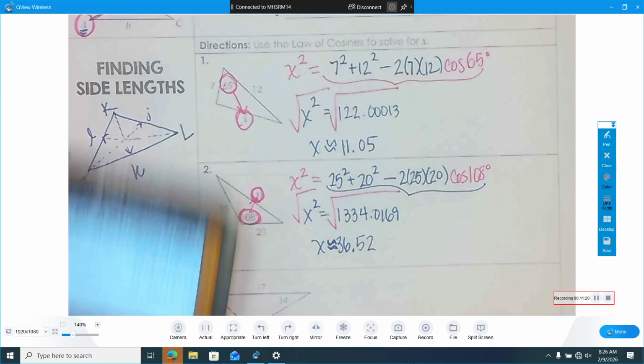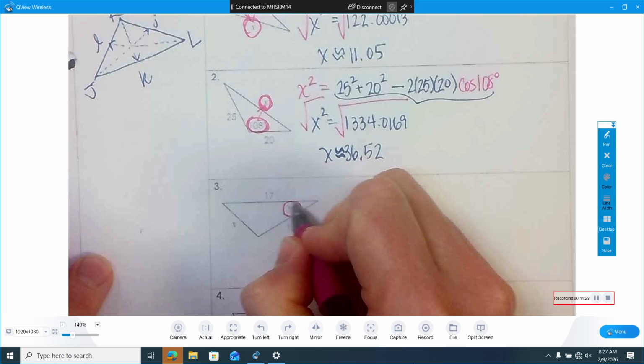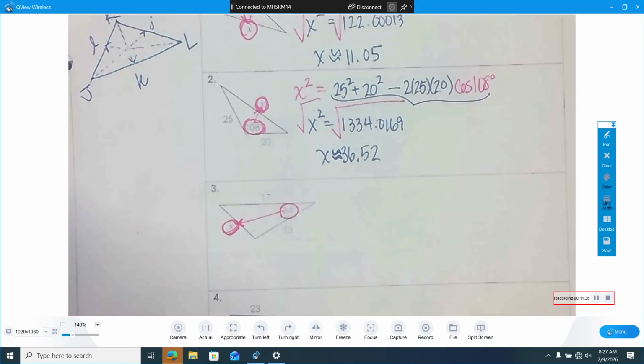Why don't you guys try number 3 on your own? Try number 3. You can do it. One line, and then the rest is calculator work.